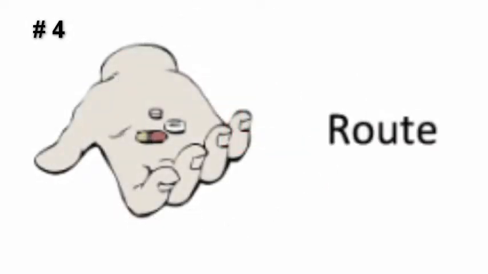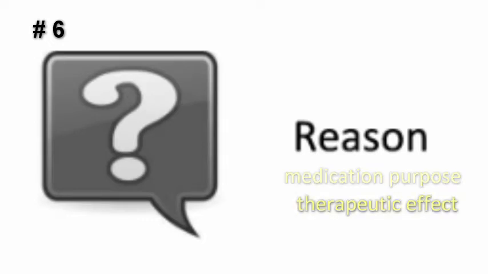The right route. Read the MAR sheet carefully to ensure the appropriate route is being used, such as by mouth, applied to the skin, or under the tongue. The right client. Make sure the medication is given to the right person using the 2-check system. The right reason. Staff must know the purpose of the medication, as well as the therapeutic effects.